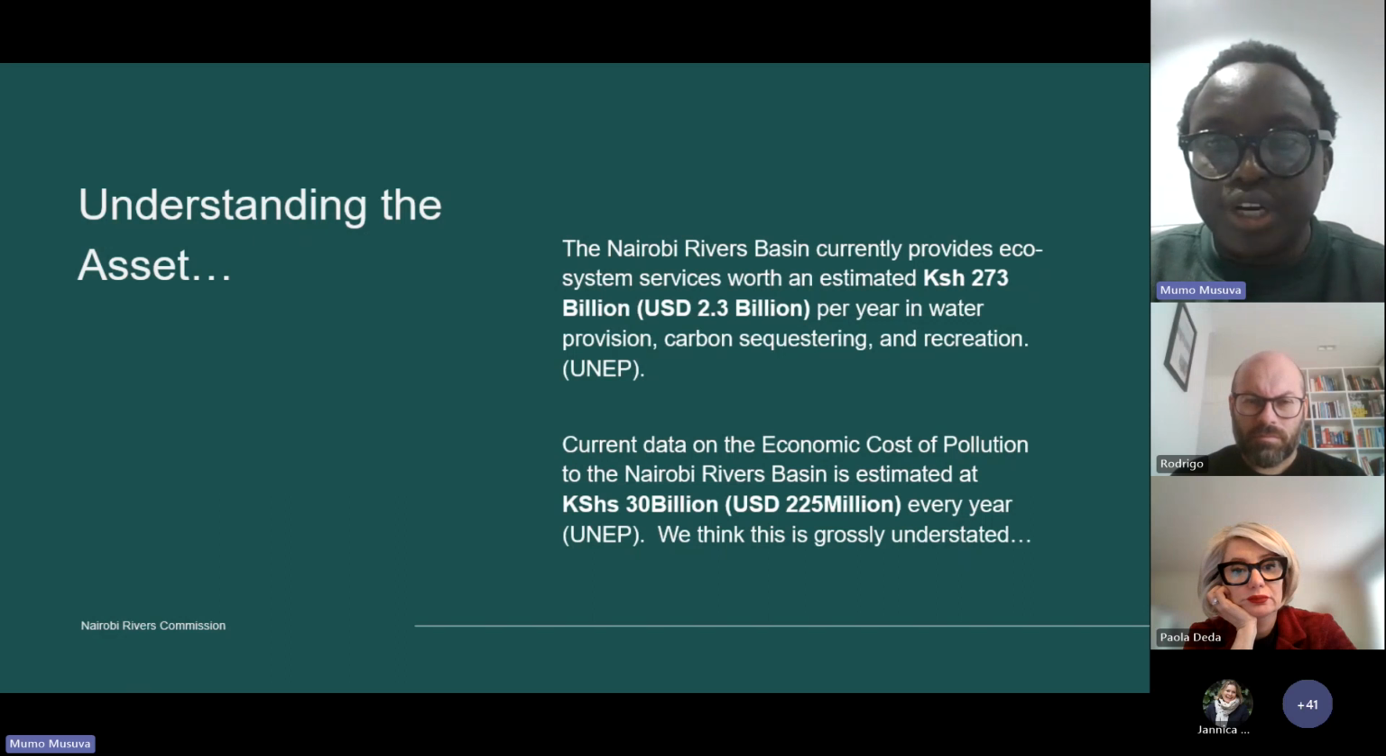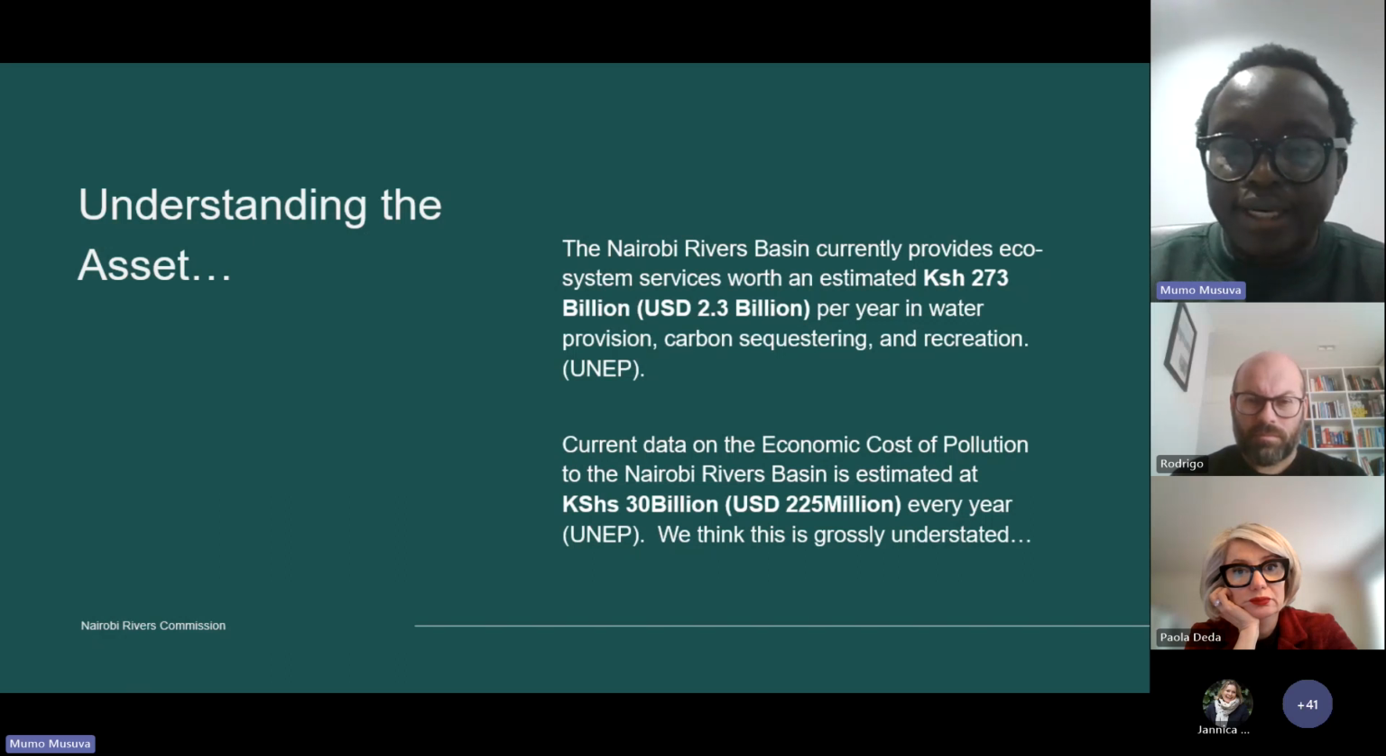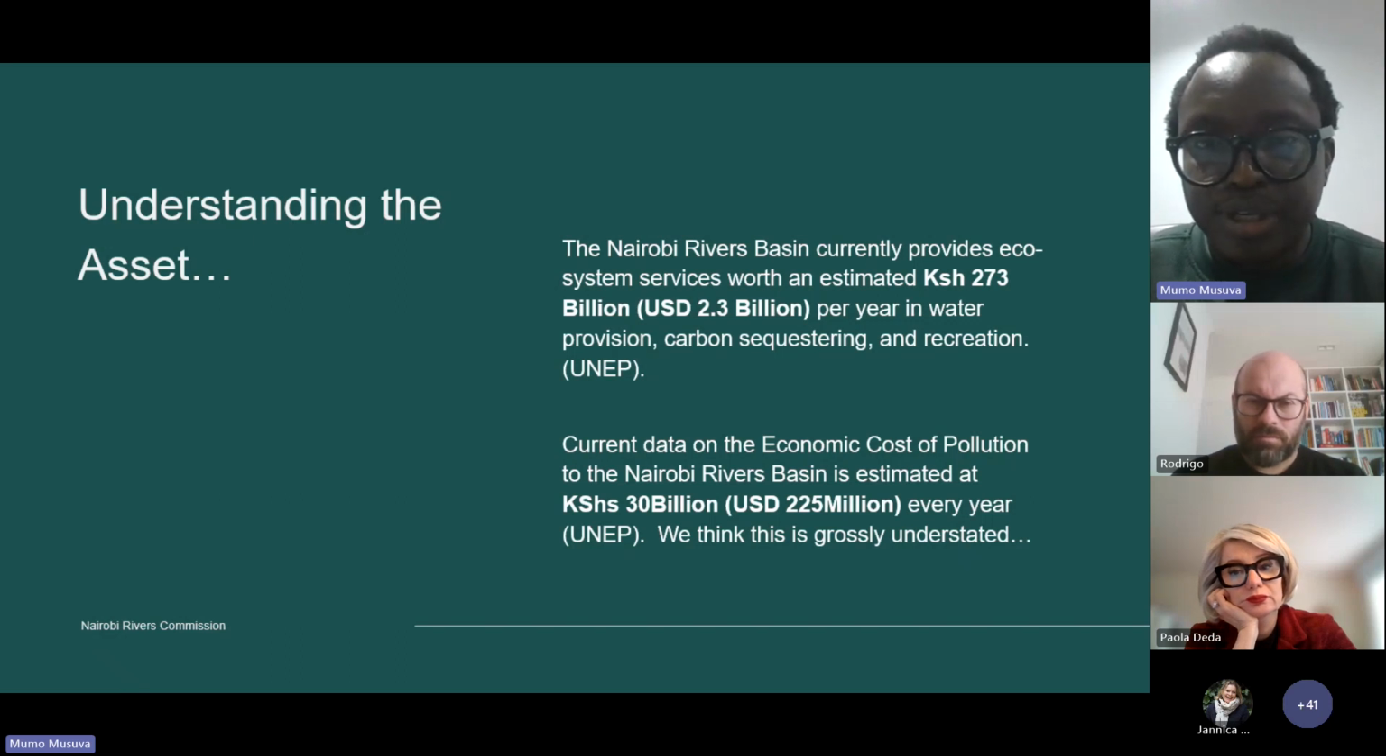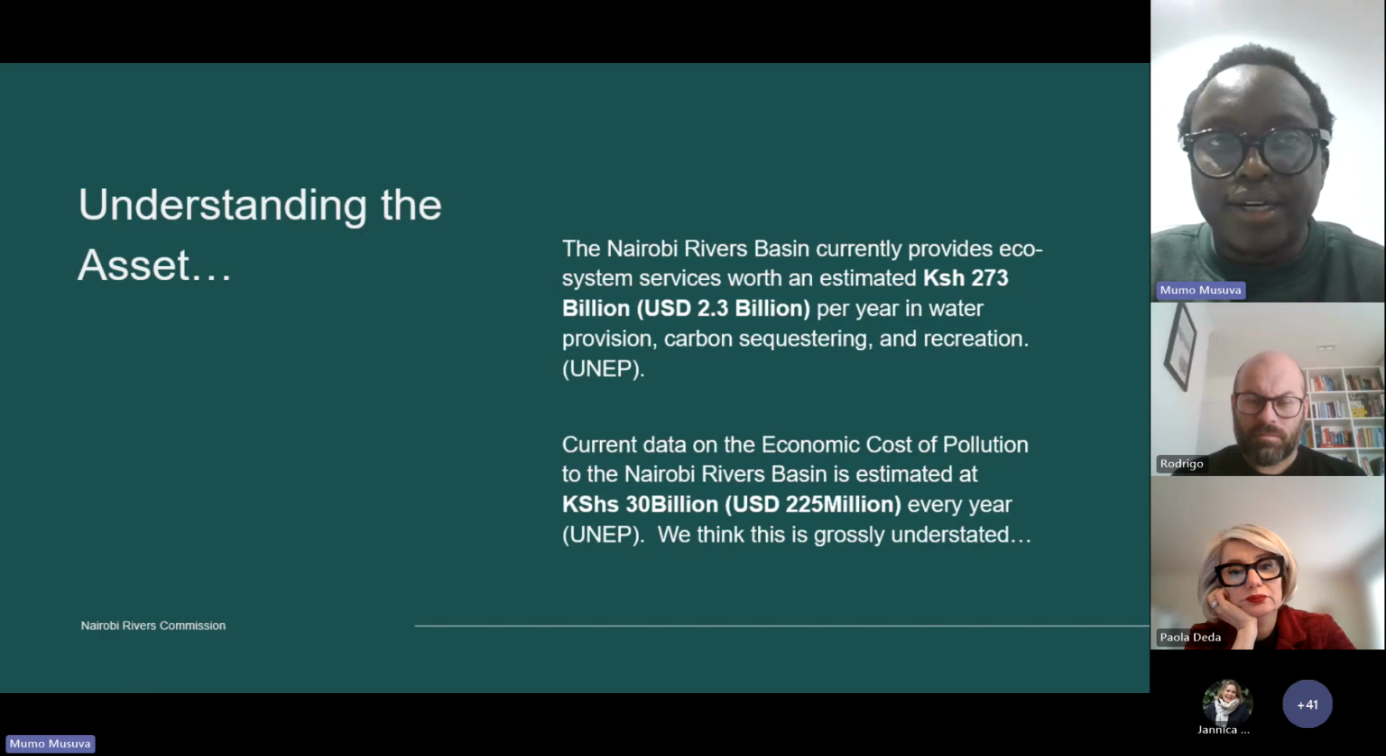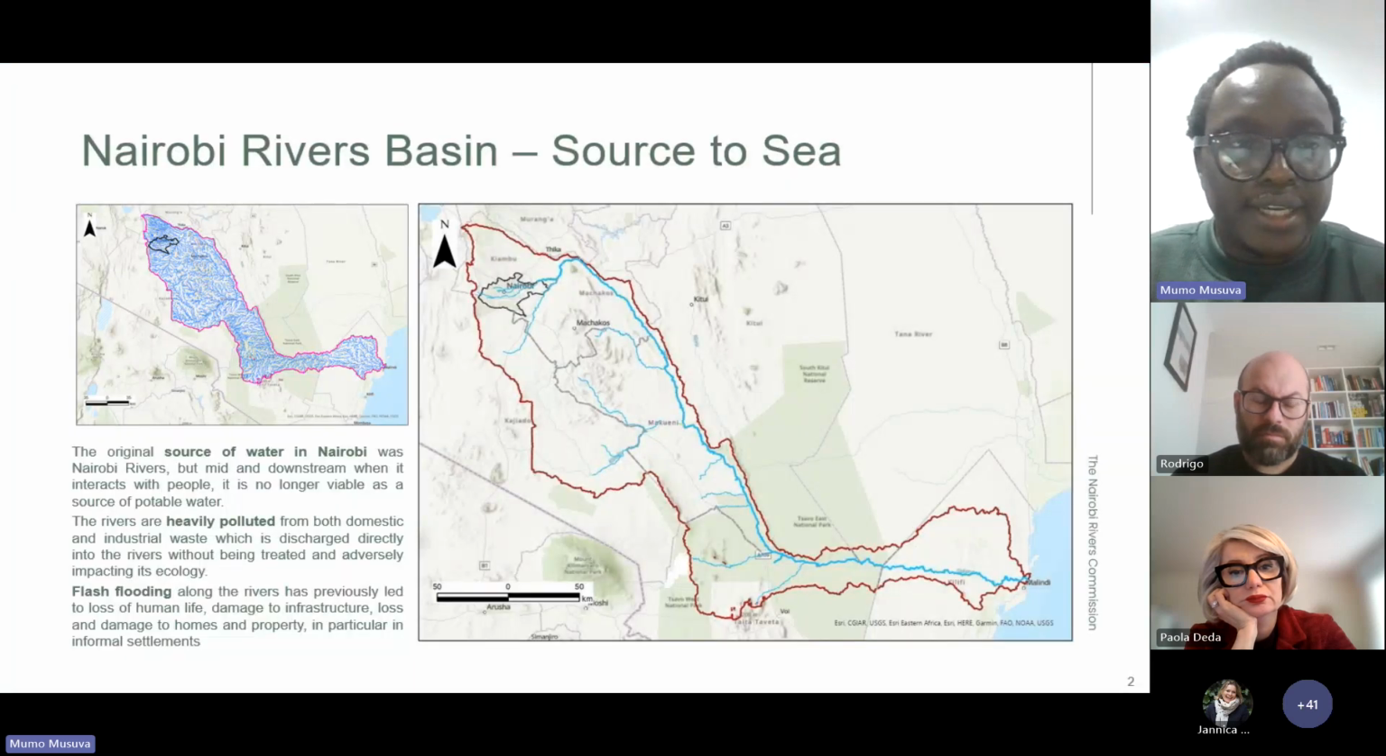The entire basin is projected to have an ecosystem worth of about $2.3 billion, and the cost of pollution is estimated at about $225 million. We think that's grossly underestimated. We think there's definitely a much higher impact from pollution, and that the ecosystem services are also undervalued, because there's a lot more we are now learning that we can derive from our natural assets. Especially now that we're talking about climate adaptation and climate resilience, bringing the conversation around understanding the value and the economics of that is very important.